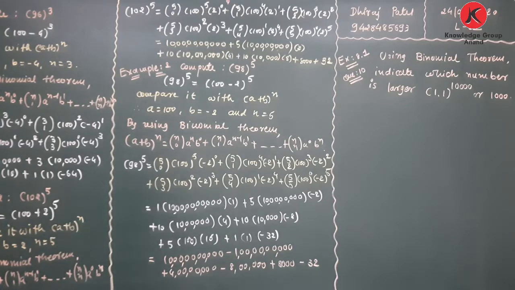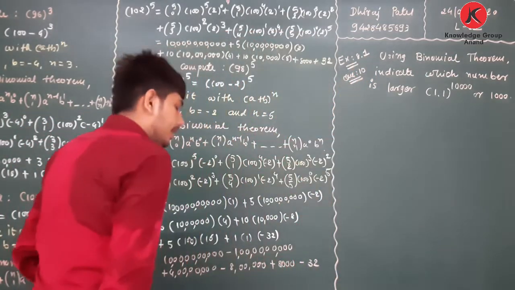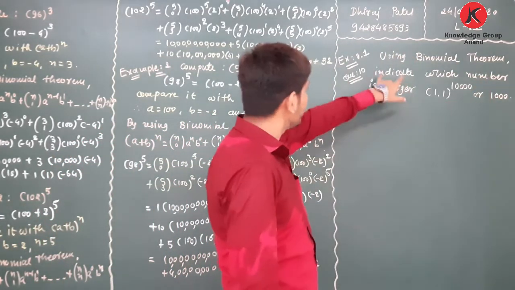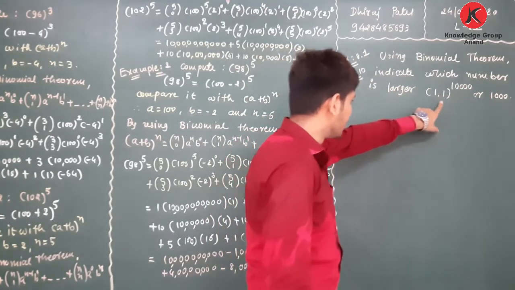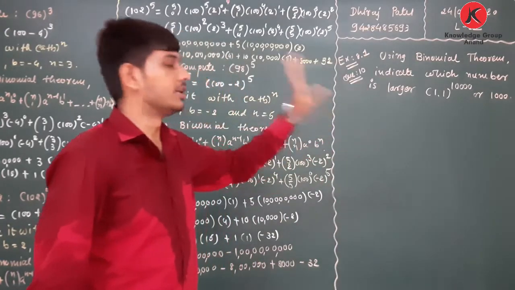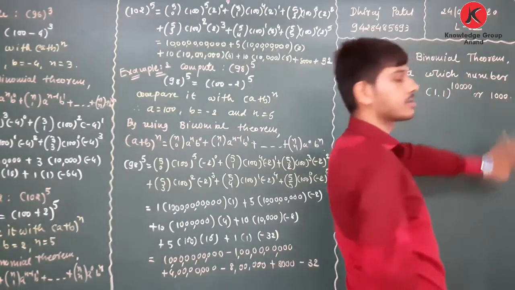देखो नेक्स्ट क्वेश्चन है एक्सरसाइज 8.1 क्वेश्चन नंबर 10. In this question, using binomial theorem, indicate which number is larger, 1.1 raised to 10,000 or 1,000. Which number is larger for us?